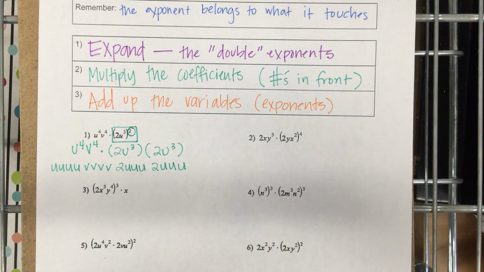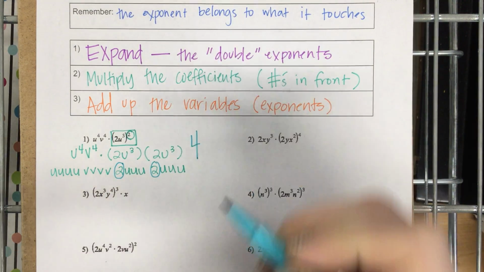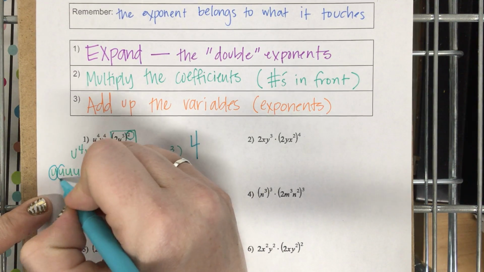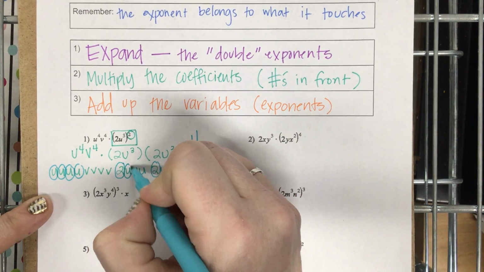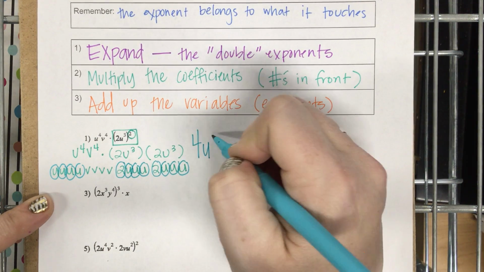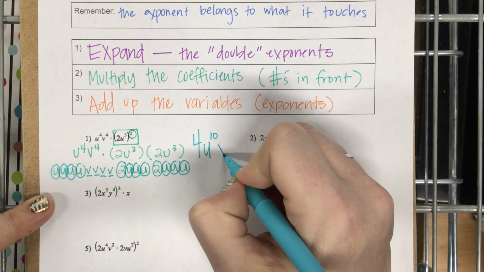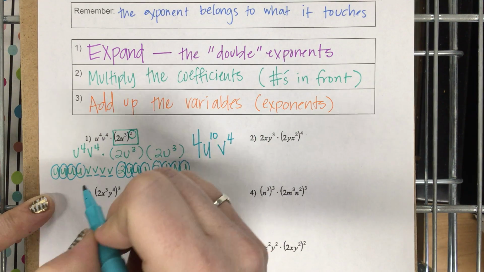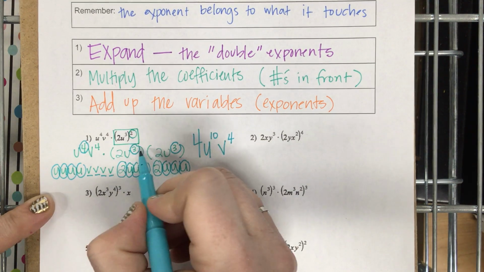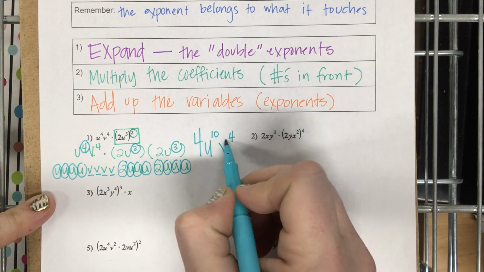And it says multiply the coefficients. So I've got 2 times 2 is 4. And then I have 1, 2, 3, 4, 5, 6, 7, 8, 9, 10. 1, 2, 3, 4. Which is 4 plus 3 plus 3. 4 plus 3 is 7. 7 plus 3 is 10. And then v to the 4th.